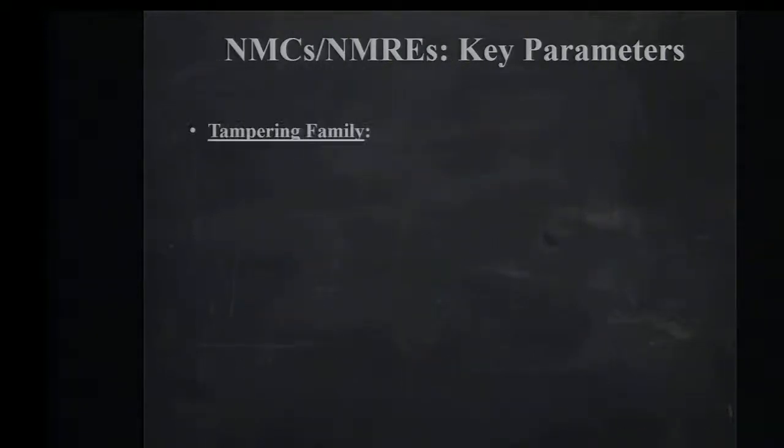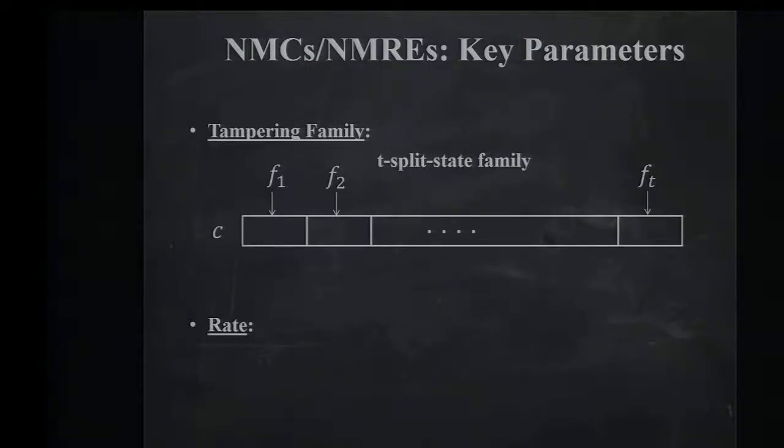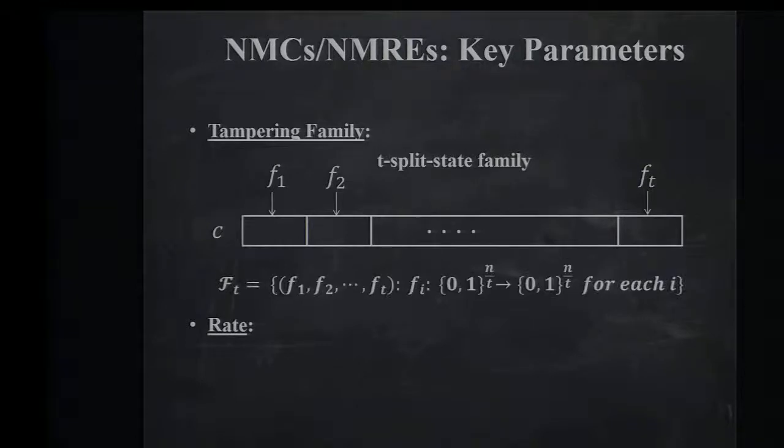For NMCs and NMREs, there are two main parameters that we're going to try and optimize. The first is the tampering family with respect to which we can secure it, and the other is rate, as it is for any coding scheme. And what is the tampering family that we're going to consider? We'll consider something called the T-split state family, where the code word consists of a set of chunks, blocks of code word, and the adversary can tamper each of these blocks with some adversarially specified function independently.